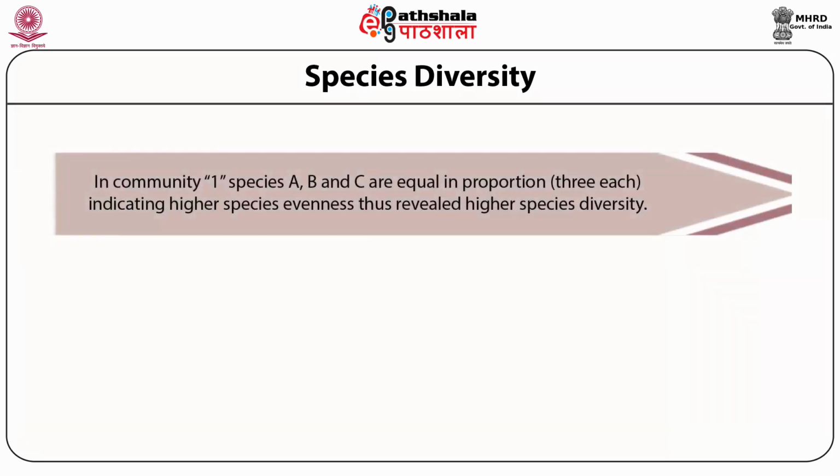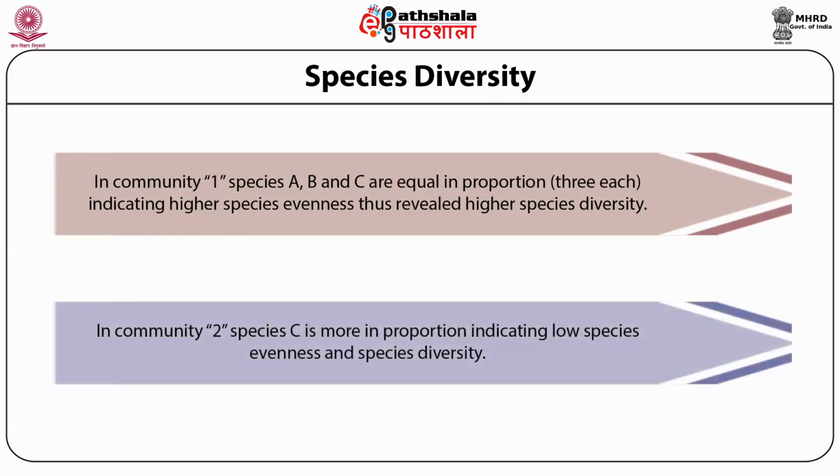In community first, species A, B and C are equal in proportion, three each, indicating higher species evenness, thus revealing higher species diversity. In community second, species C is more in proportion, indicating low species evenness and low species diversity.